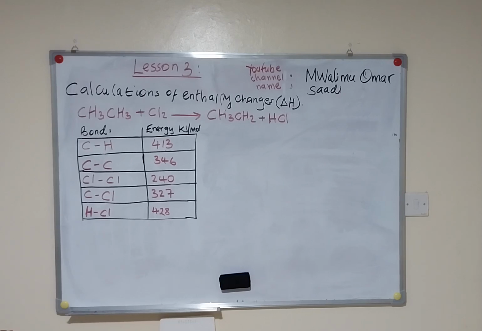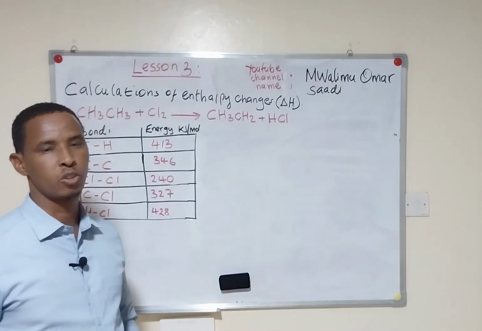So far we have seen the introduction part of exothermic and endothermic reactions and enthalpy. We have also seen energy level diagrams for endothermic and exothermic reactions. So in this discussion, I want us to look at the calculation of enthalpy changes, that is the energy changes during chemical reactions.